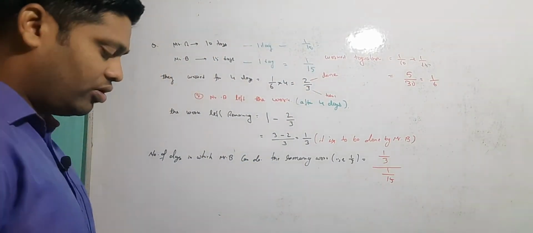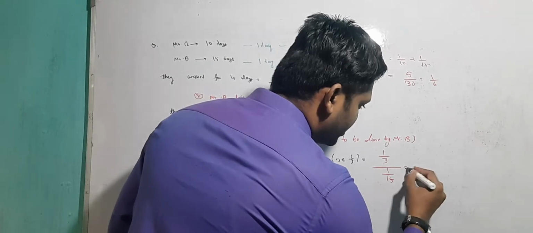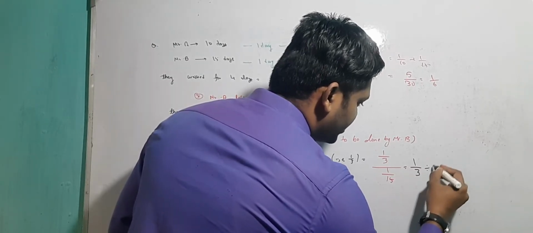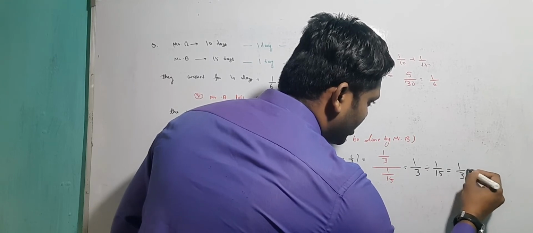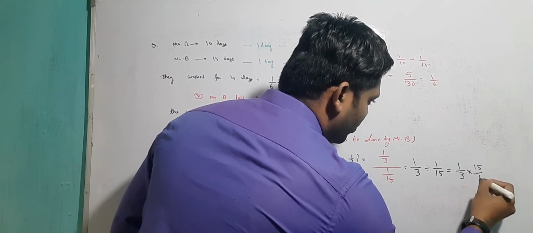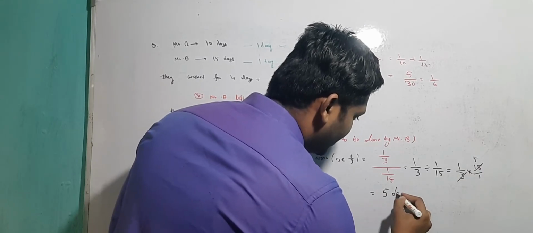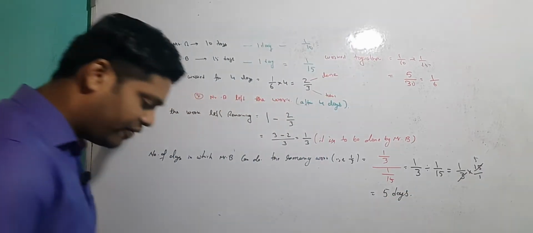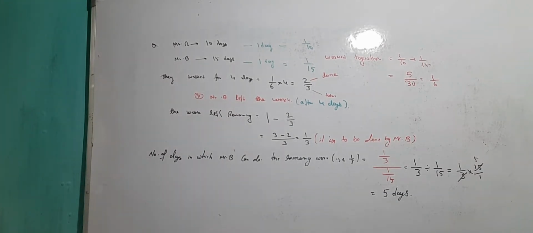So again the same thing. You make it simple: 1/3, write it with a divide sign, 1/15. Again change it to the multiply sign: 1/3 multiplied by 15/1. So 3 1 3, 3 5 15. So he will take 5 days to complete the job left by Mr. A. Okay, it's very good, he can do it in 5 days.